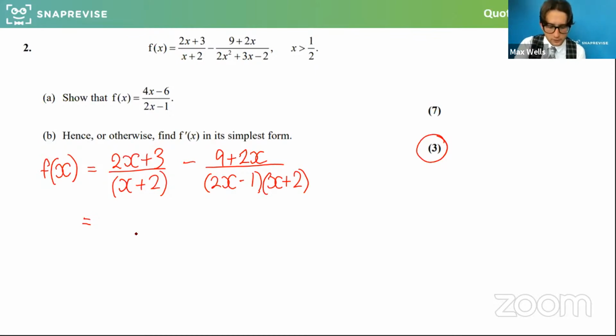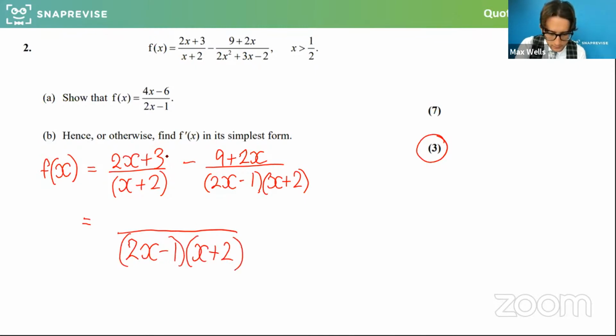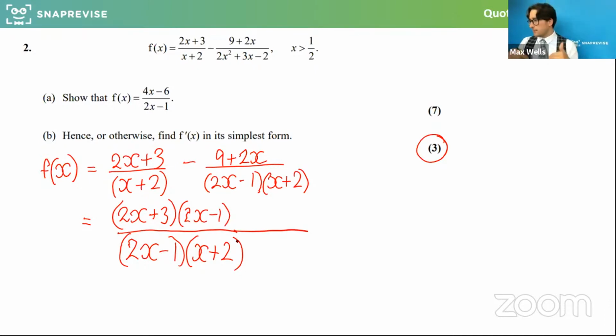Combining a single fraction, we need a common denominator, which would be 2x minus 1, x plus 2. And what we would have to do is times this fraction here by 2x minus 1 over 2x minus 1. So we would get 2x plus 3 times 2x minus 1. Does that make sense to everyone? Because we need a common factor. So we're timesing it by 1 in a clever way. And then this one we don't need to change. So this bit just stays as it is.